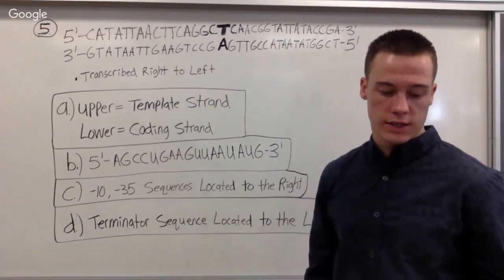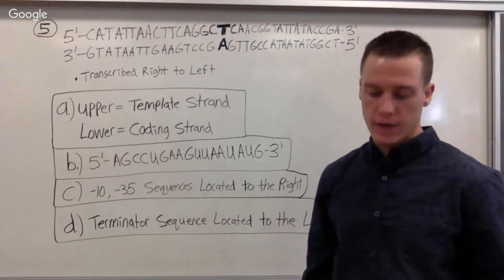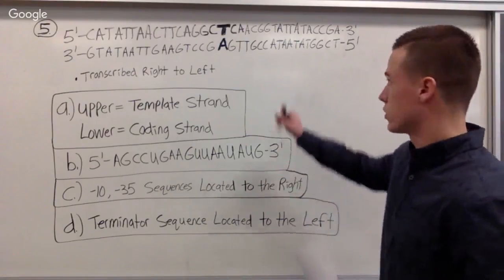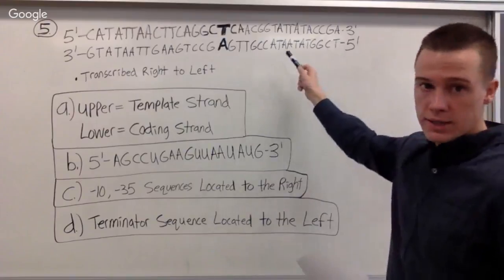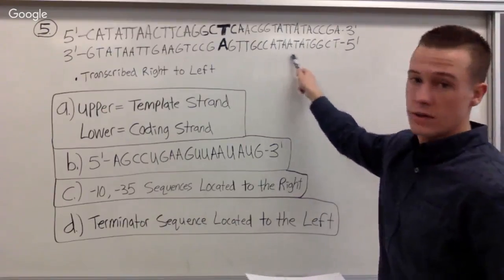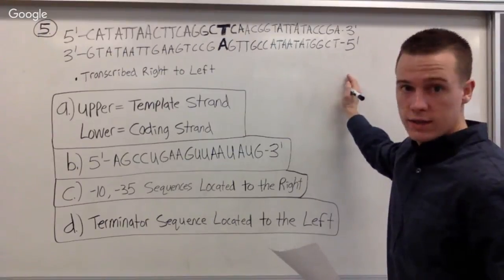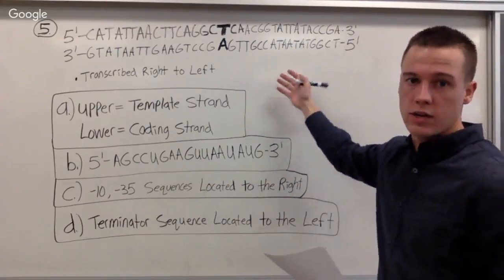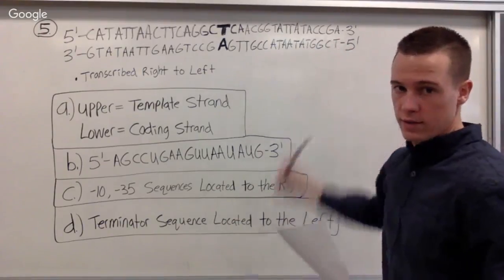Letter C says in which direction, left or right, along the coding strand relative to the +1 site, would the -10 and -35 sequences be located? Since we're starting transcription here and going right to left, the -10 sequence is known as the TATA box, which you can actually see right here, TATA. And then the -35 sequences would be farther down this way, but they need to be before the +1 site. So the sigma factor recognizes them, and then it guides the RNA polymerase to start transcription at the correct spot. So I said that the -10, -35 sequences are located to the right of the +1 site on the coding strand.